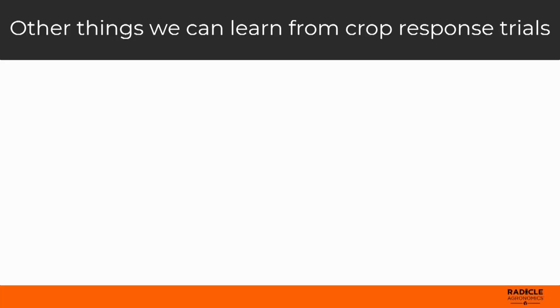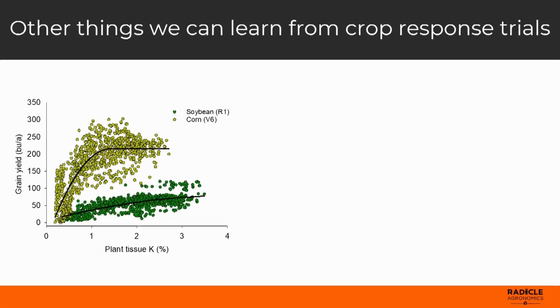Okay, there are other things you can learn from crop response trials. I got this from John Jones at the University of Illinois. This is plant tissue K concentrations versus grain yield. I don't know how you interpret that. It's even worse than the crop response trials because there's a lot of luxury uptake of potassium by corn, not so much with soybean at that particular growth stage.